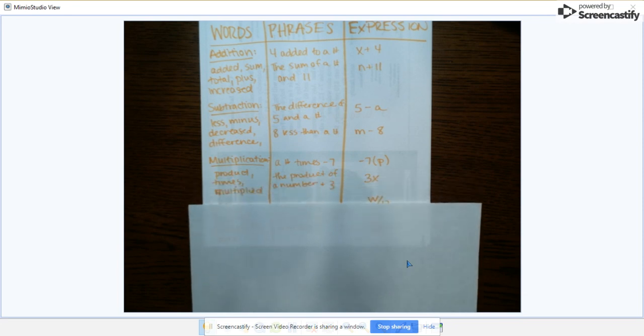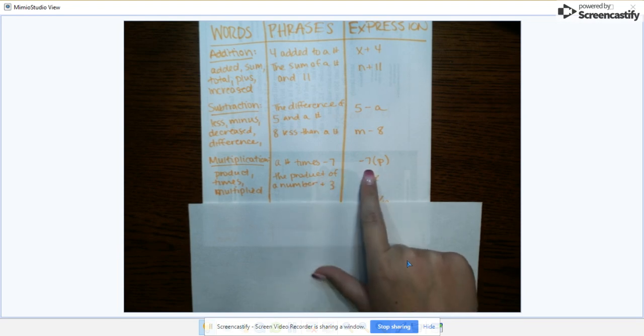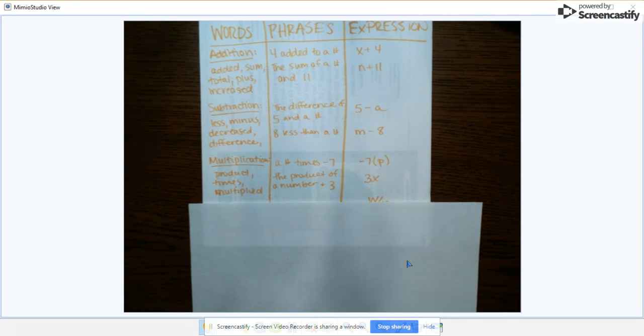We have multiplication also. So we use the words product, times, multiplied. A number times -7 would be -7 times something. We always put the number out in front when we multiply because we call that our coefficient, if you remember from earlier this year. And lastly, we have division.